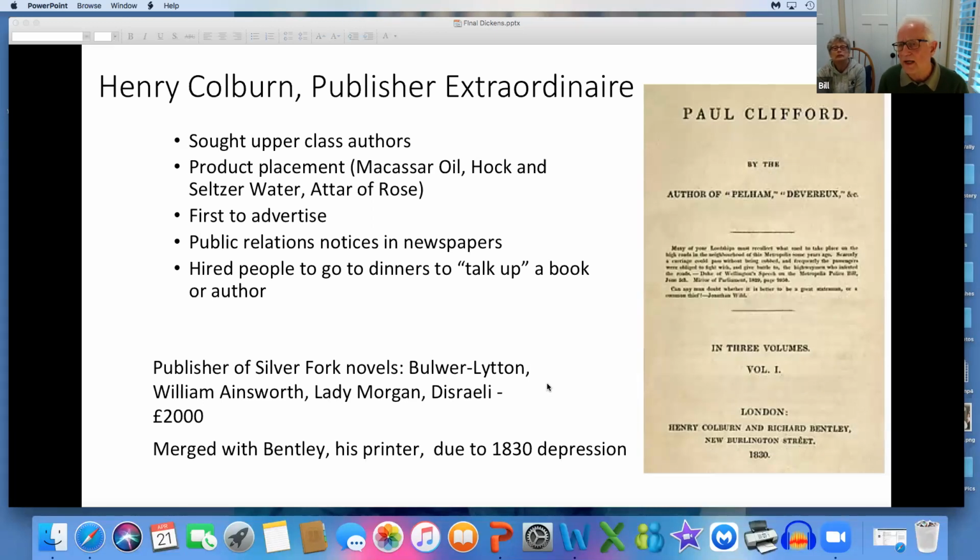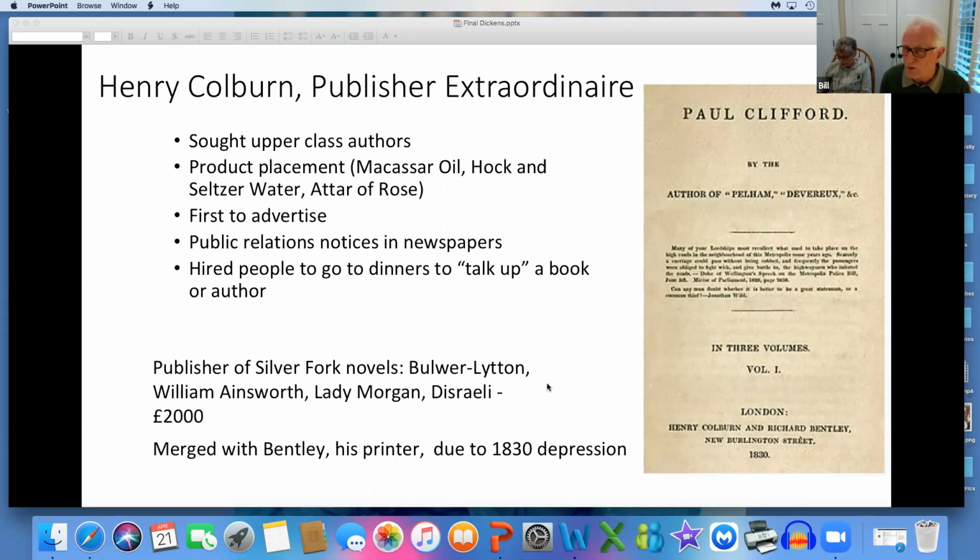Here's a book, and on the frontispiece, Paul Clifford. And you can see, author of Pelham and Devereux. This was written by Bulwer Lytton, but you wouldn't know it unless you thought, oh, who wrote Pelham? Oh, I like that book. Okay, I'll get this one. It was in 3 volumes, which Mr. Moody insisted on. This is volume 1, and you can see at the bottom, published by Henry Colburn and Richard Bentley, who went into partnership in 1830.